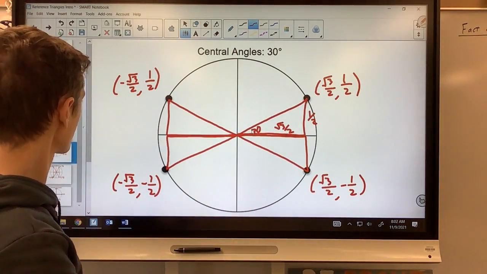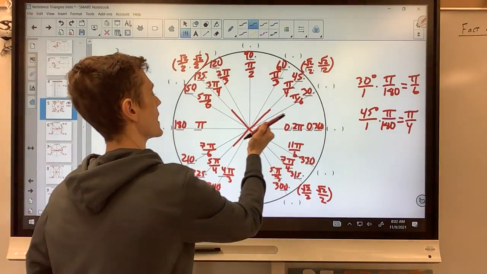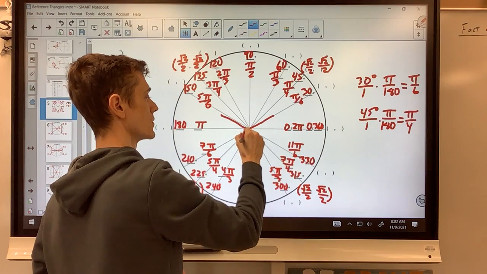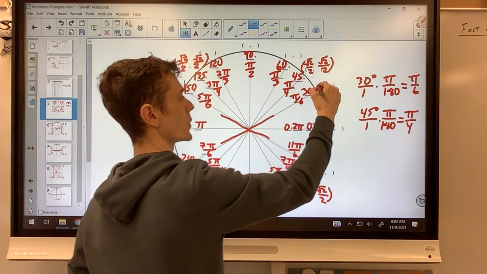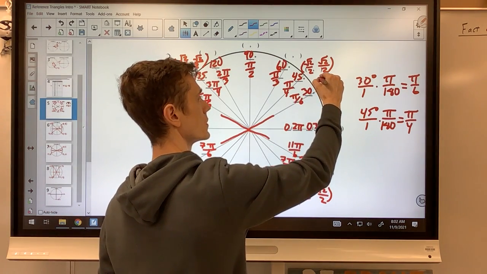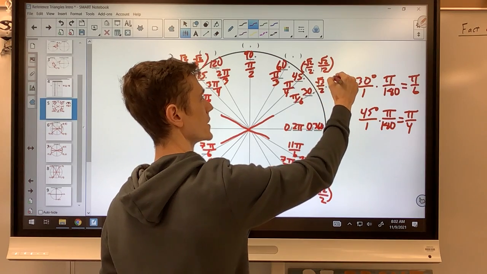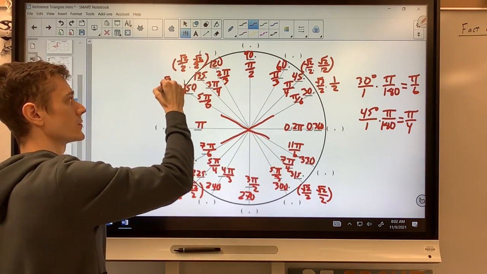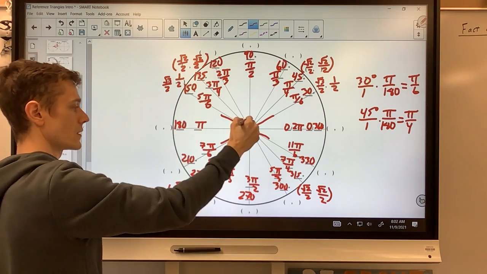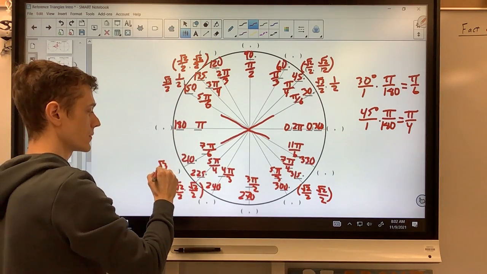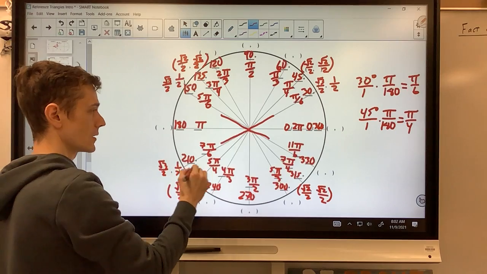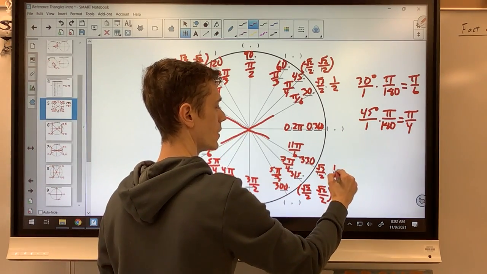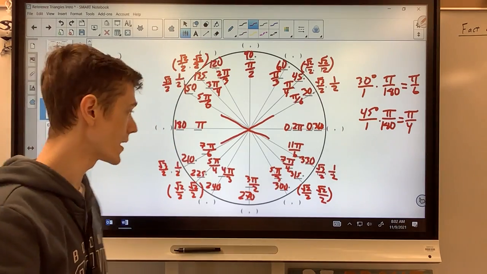So I do the same thing. I go back to the diagram, and I just fill in the ones that are closest to the x-axis. So this one will be root 3 over 2, 1/2. It's got the bigger x value and the smaller y value. This one will be root 3 over 2, 1/2. This one will be root 3 over 2, 1/2. And this one will be root 3 over 2, 1/2. All 4 of those triangles will have the same x and y values.